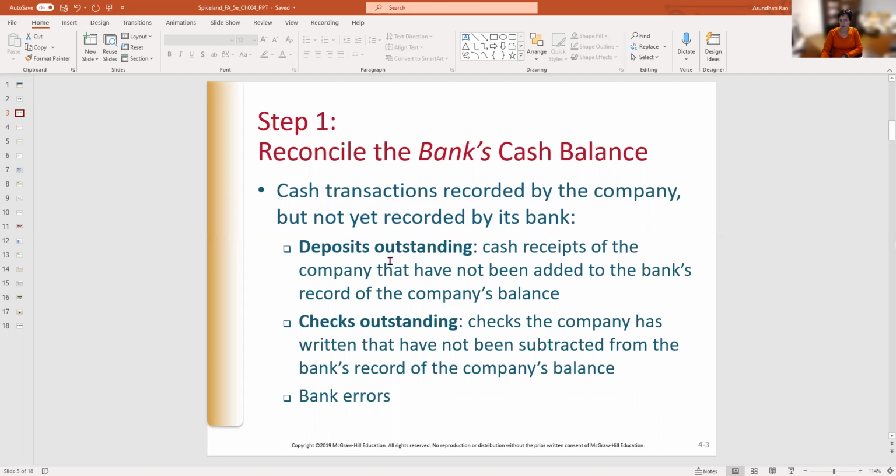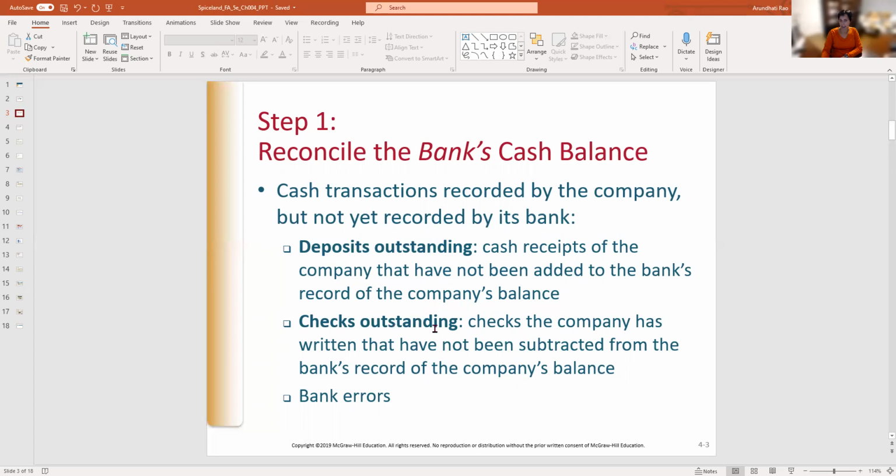First one is deposits in transit. These are cash receipts of the company that have not been added to the bank's record of the company balance. What that means is I have deposited a check, let's say on December 31st. On December 31st, in my books, I already had cash debit and let's say sales credit. This cash or check that I deposited on December 31st has not yet been put into my account by the bank. They collected it from me. Or I may have put in a night deposit, but they don't have it in my account as yet. In a matter of a day or two, it is going to be in my account. So I will add it to the bank side.